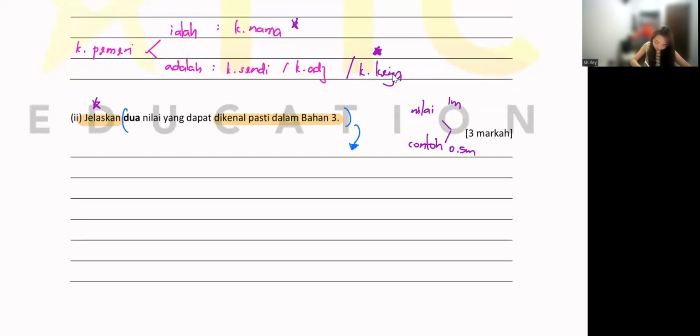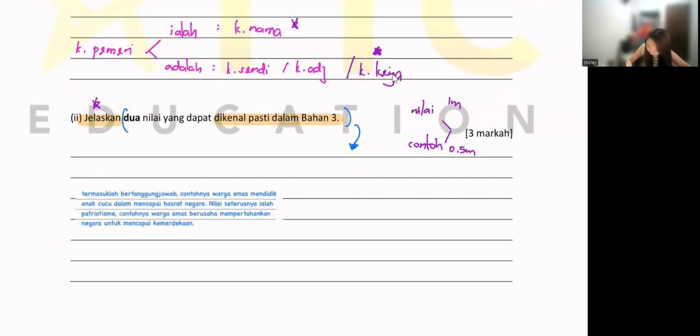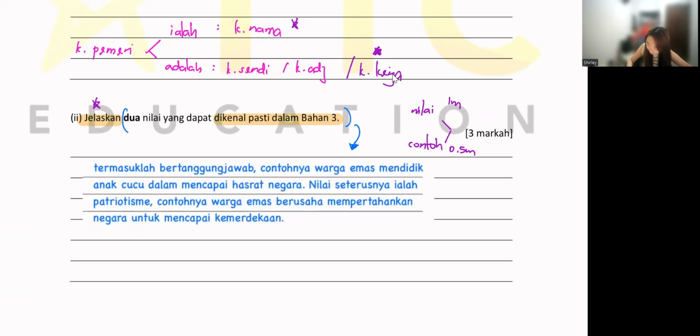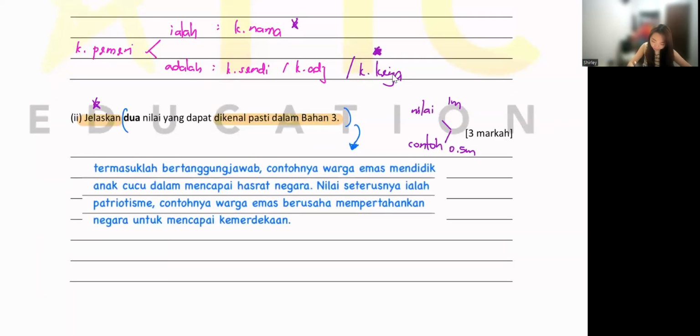"Termasuklah" this is the answers you may get in the bahan tiga. Okay, so how are the marks being calculated? "Termasuklah bertanggungjawab," 1 mark, and then this one is the contoh, 0.5. "Nilai seterusnya ialah," use the penanda wacana, "patriotisme," 1 mark, and then this is a contoh, 0.5 mark. And how do I know there is bertanggungjawab, and how do I know there is patriotisme?